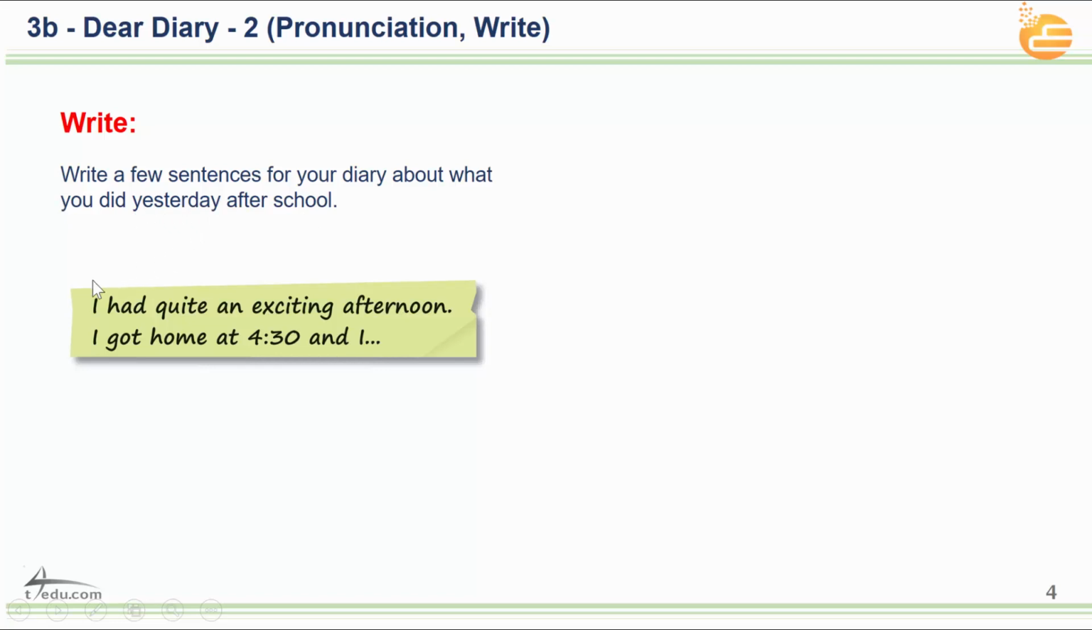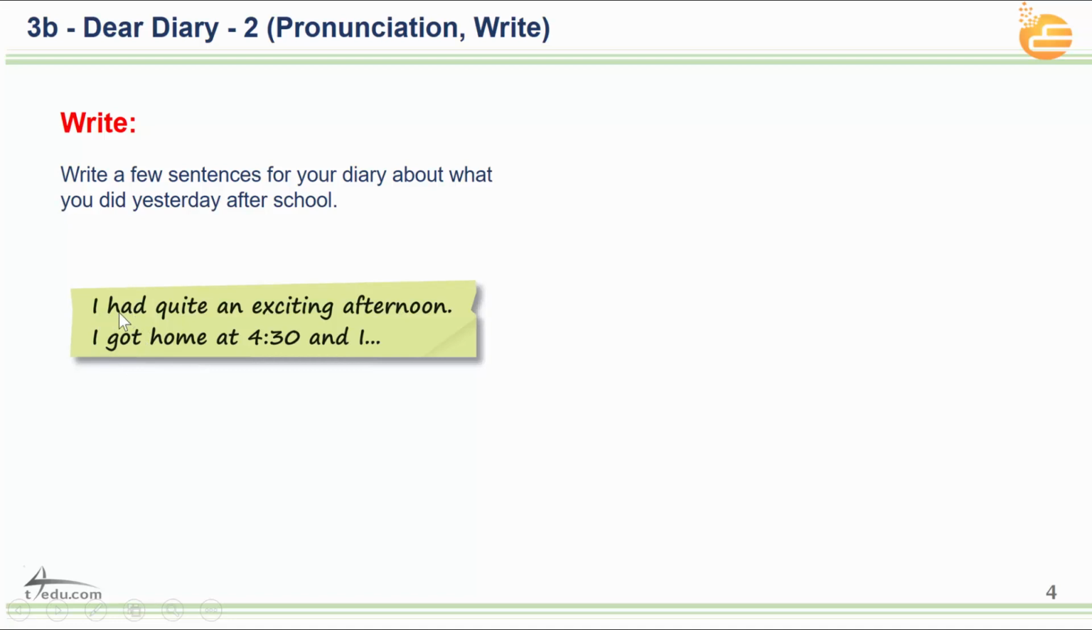So, for example, maybe you can write like this one. I had quite an exciting afternoon. I got home at 4:30 and... Okay, so I want you to write a diary about what you did yesterday. Everything that you did yesterday that you can remember, you can write about it, with the time. The second thing, we are talking about yesterday. We'll write about yesterday, so it is in the past.